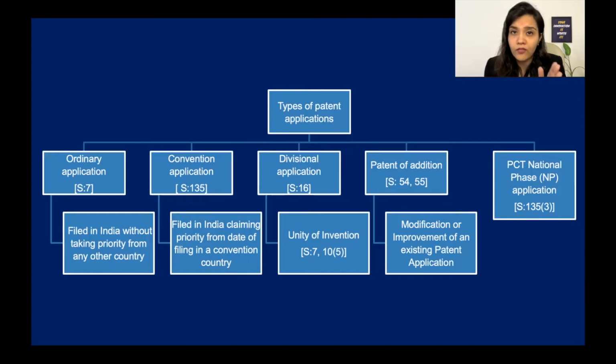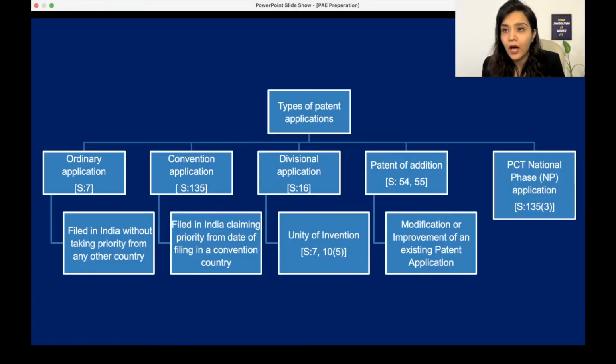So if I have a patent on one thing and I have done modifications or improvements, then I can file a patent of addition. Some important aspects that we need to remember: a patent of addition will only be granted after the granting of the main patent. So if my main patent is not granted, a patent of addition cannot be granted. Then the patent of addition dies with the main patent application.